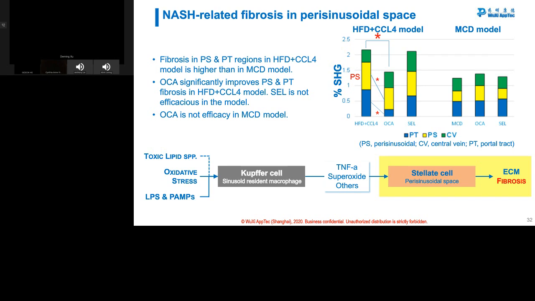Upon treatment, there's a statistically significant drop in these two regions, basically zone 1, zone 2, whereas if you look at the serum subito, you don't see this improvement. And in the MCD model, we don't see this distinctive distribution of fibrosis in the parasinusoidal or the portal tract region, whereas the three regions are more or less evenly distributed in terms of fibrosis.